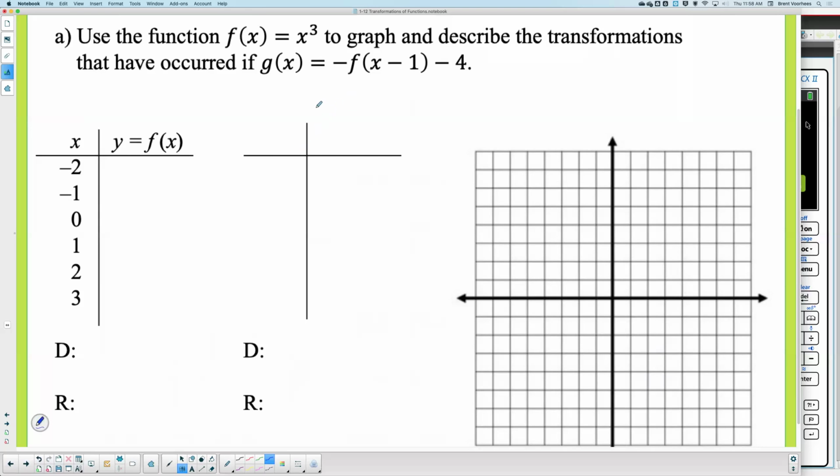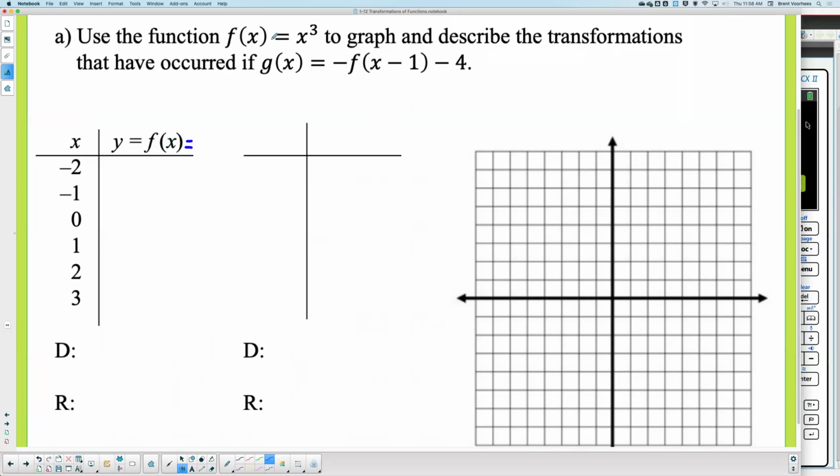Use the function f of x equals x cubed to graph and describe the transformations that have occurred if g of x equals negative f of x minus 1 minus 4. Wow, that's a lot of math there. Here's what I want you to do. First thing, come over here, and I want to make sure mathematically you understand how to get the y values.